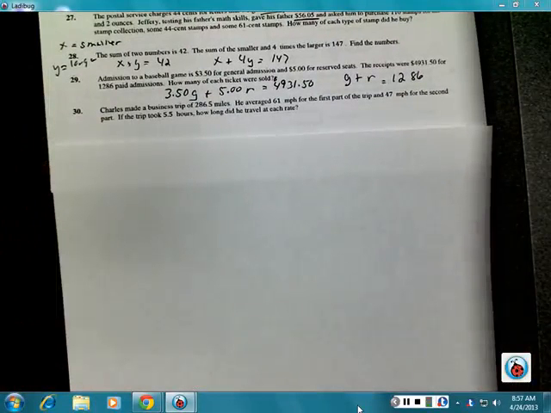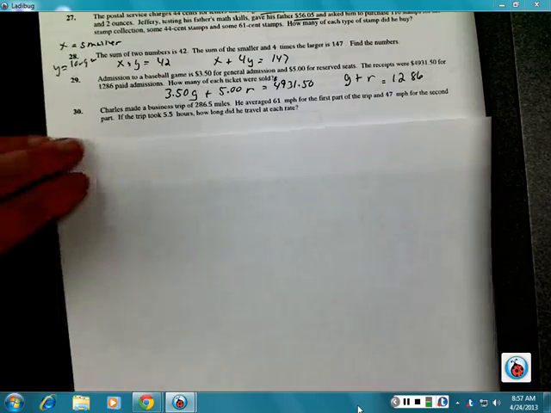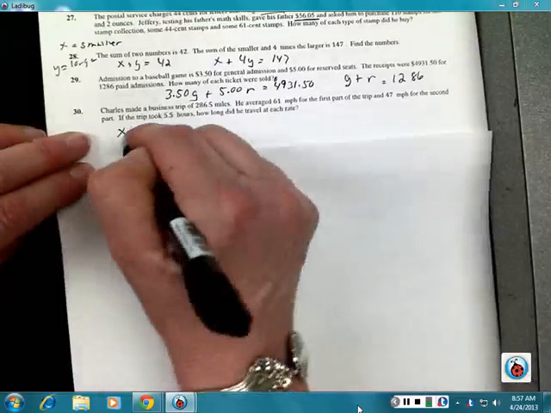30. Charles made a business trip of 286.5 miles. He averaged 61 miles per hour for the first part of the trip and 47 miles per hour on the second part of the trip. If the trip took 5.5 hours, how long did he travel at each rate? So if we set this one up using two separate pieces, we could say the first part of the trip is X, the second part of the trip is Y, and he spent 5.5 hours doing that. Okay? So that would be my amount of time.